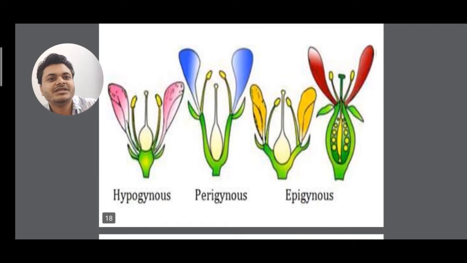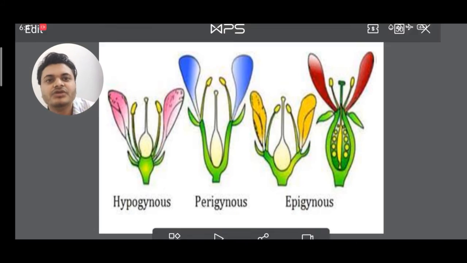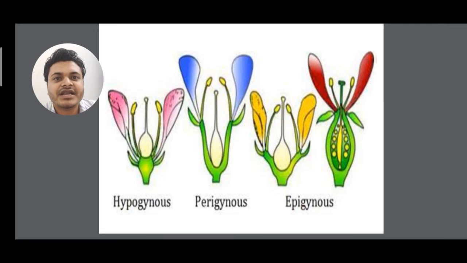So you can see how the arrangement of whorls is there in the flower. You can see hypogynous, epigynous and perigynous. Hypo means ovary superior, perigynous likewise, and epigynous ovary inferior. So you can see the arrangement of different floral whorls. Clear? In hypogynous, you see the ovary is on top and all the 4 floral whorls are arising below the ovary, and for perigynous you can see different altitude, and epigynous also you can see different altitude.